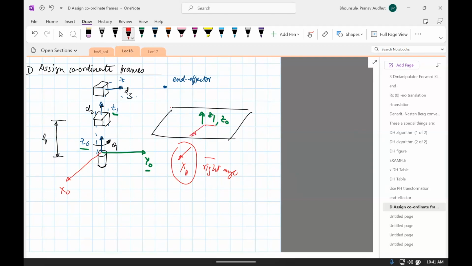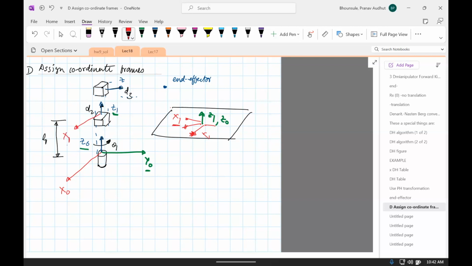X1 can be anything in this plane. Right? It could be anything in this plane. You could choose any direction, because x1 follows the convention that it is 90 degrees to z0 and z1. However, you choose whichever you want. Just that I decided to go with this one.